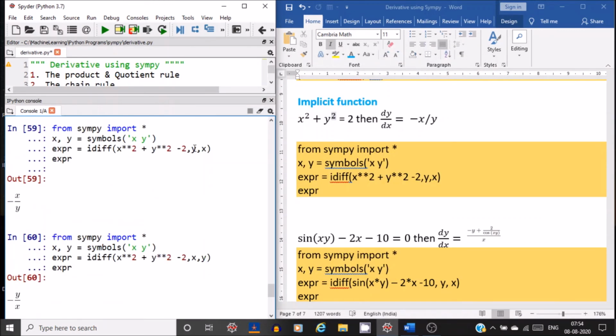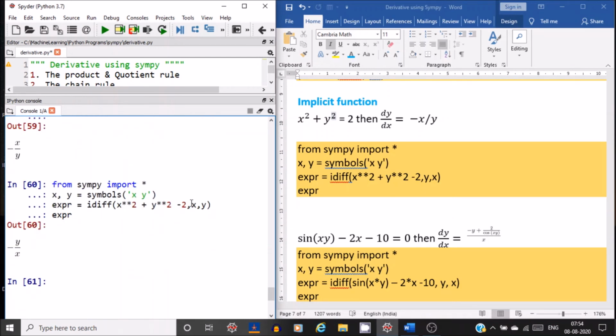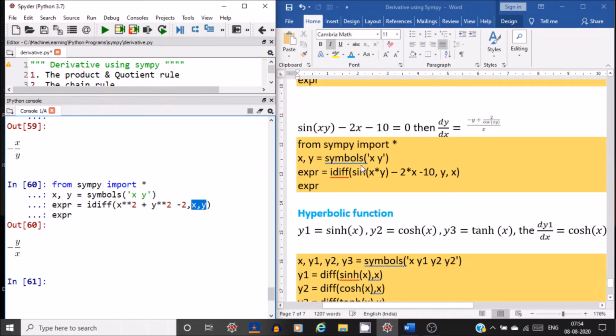So here y comma x means what? We want to implement dy by dx. Here x comma y means what? We want to implement dx by dy. Are you getting? Now you can see one more example. Suppose sin xy minus 2x minus 10 is equal to 0. We want to implement dy by dx.